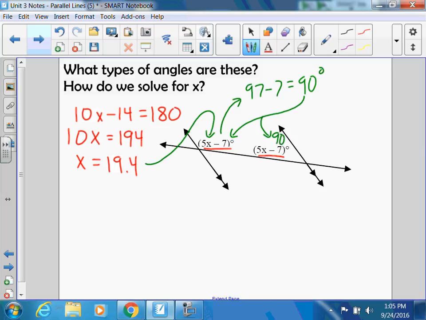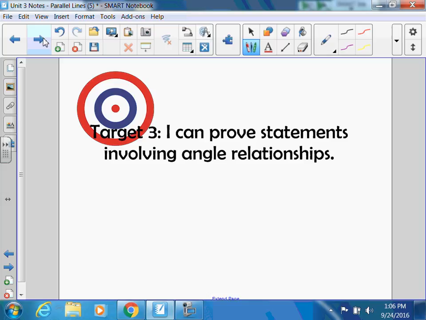Does that make sense that they'd both be the same? It should. If they're both 5x minus 7, then they both have to be the same angle, right? And if those are both same side interior angles, that means they have to add up to 180. Can you tell me two angles that add up to 180 that are the same? That'd be 90 and 90. So you could have determined what each angle was prior to solving for x. And that completes target 2.